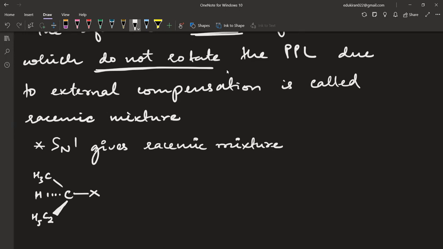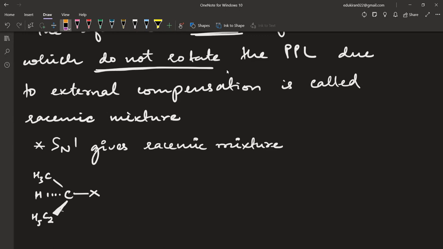Ye bataiye Hamza and Hiba, I hope you guys know na, wedge and dash. Ye pata na, it is inside the plane. Ye dash use karte outside the plane tetrahedral structure ke liye. Nahin, bhul gaye? Yes sir. Yaad hai na? Krishna, what about you?